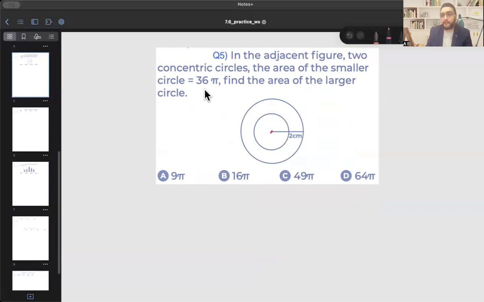You know that if you have the area of the circle in terms of pi, just take the square root of this number to find the radius directly. So the radius is root 36, which equals 6. So this part equals 6. It means the radius of the bigger or the larger circle is 6 plus 2, which equals 8. To find the area, as we mentioned before, it's pi r squared, which is 8 squared times pi. So it will be 64 pi. So the answer is D.